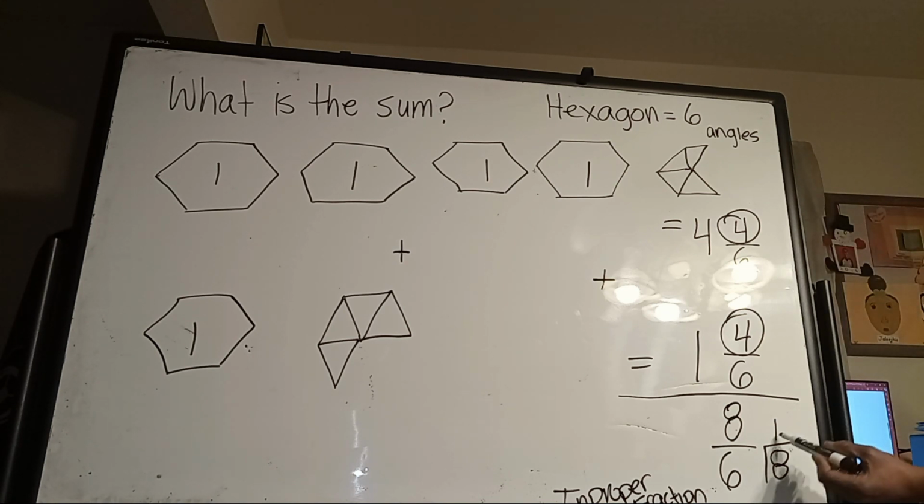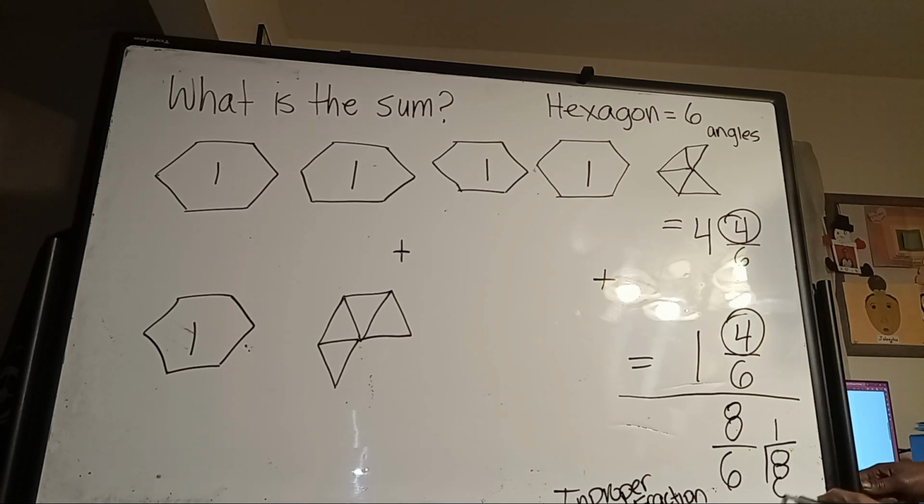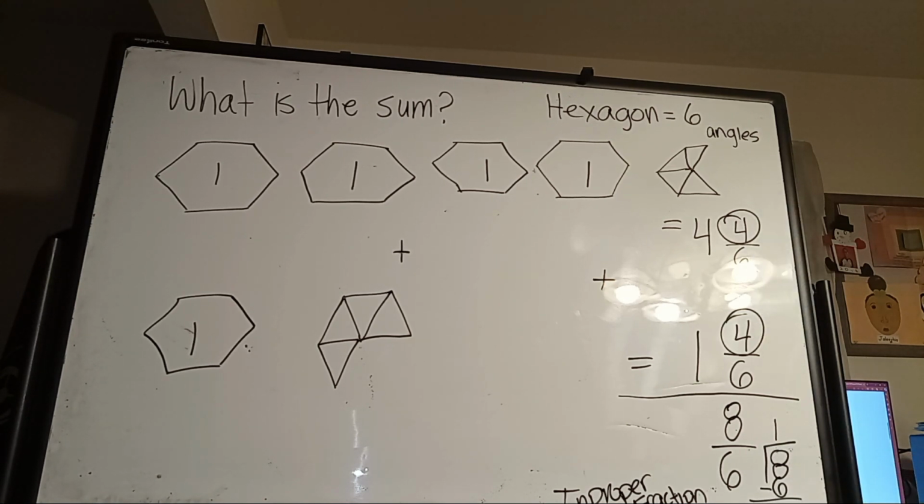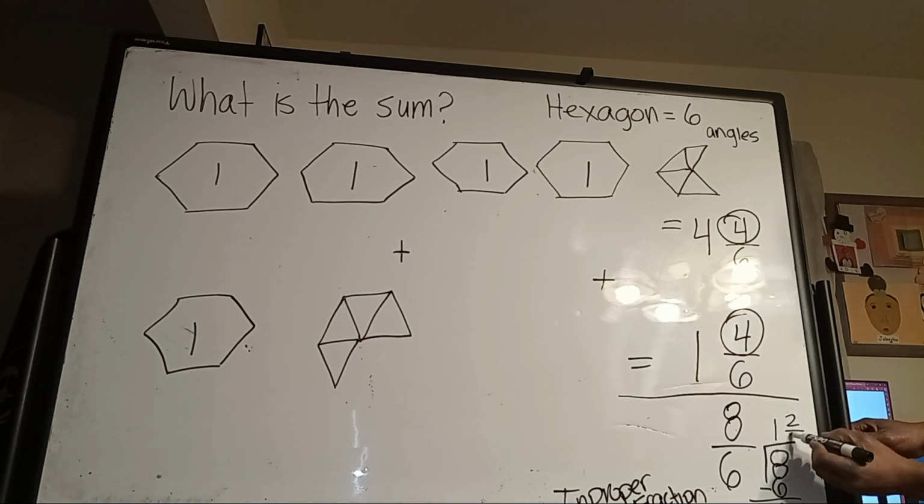That's correct. So now we do the multiplication. 1 times 6 is how much? 6. All right. Then we do our subtraction. And 8 take away 6. We're at 6. We count up to 8. 1. It equals 2. Exactly. 2. All right. So we have now a fraction of 2 over 6.